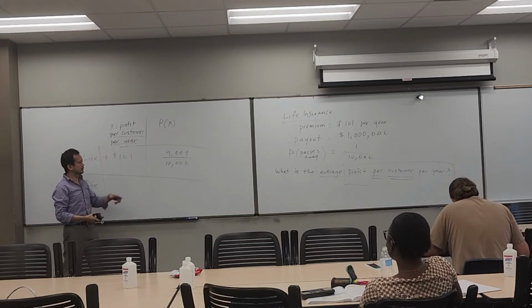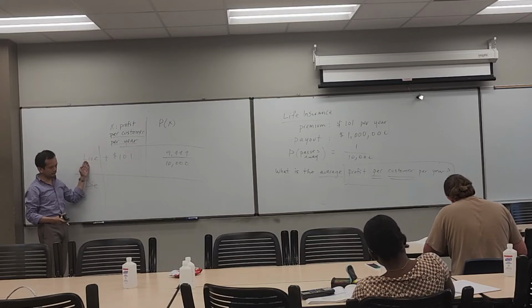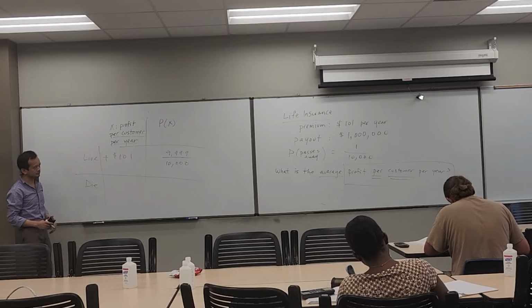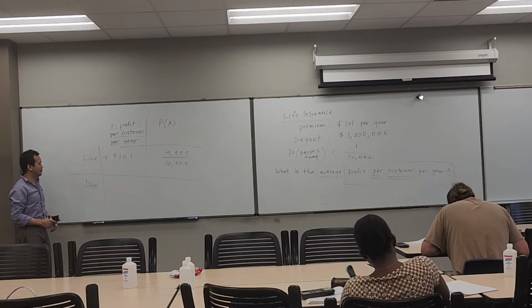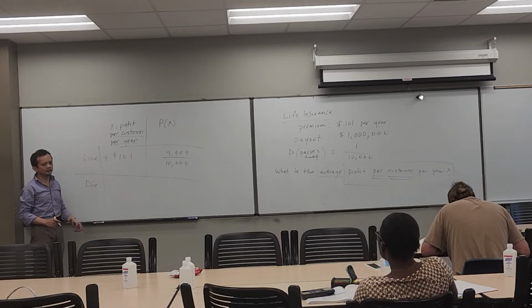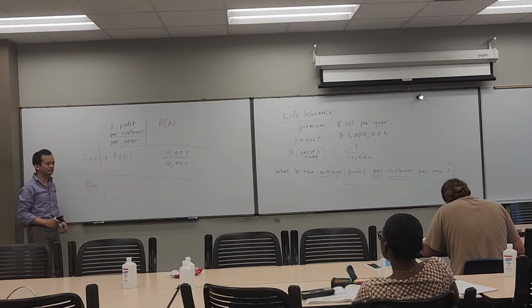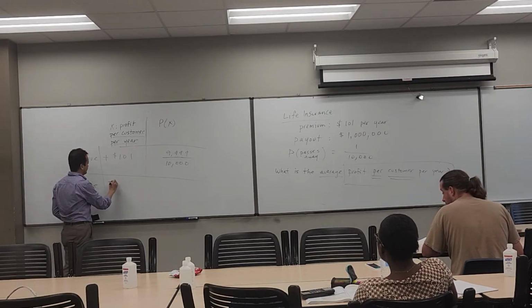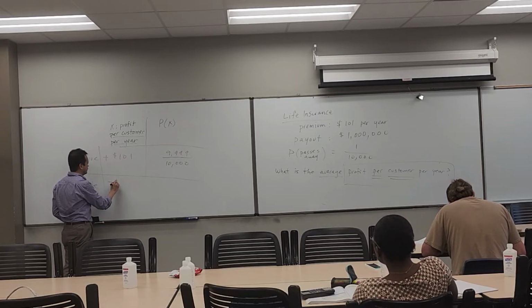So almost 100% of the time, they're gonna live and we're gonna be able to keep the $101 payment. Okay, so let's do the situation where they pass away. How much money would we make or lose from them? We lose $1 million. Okay, great. So we lose $1 million. So this will be negative $1 million.